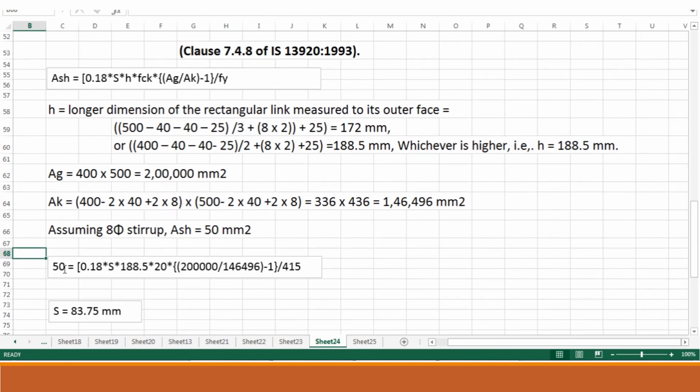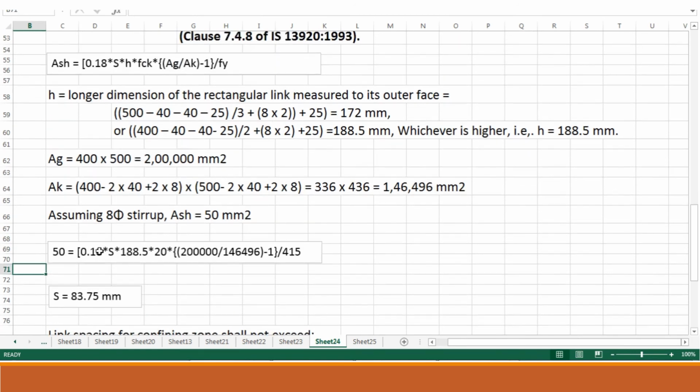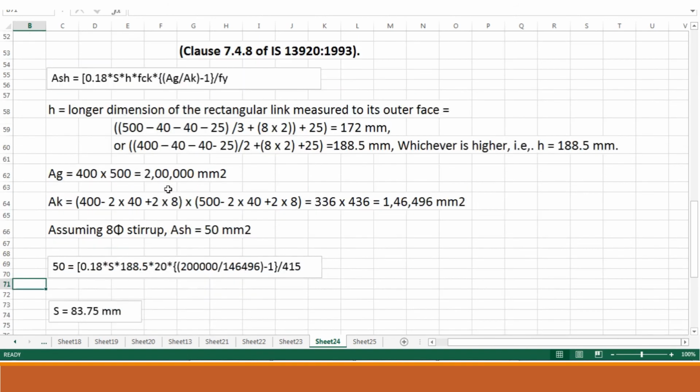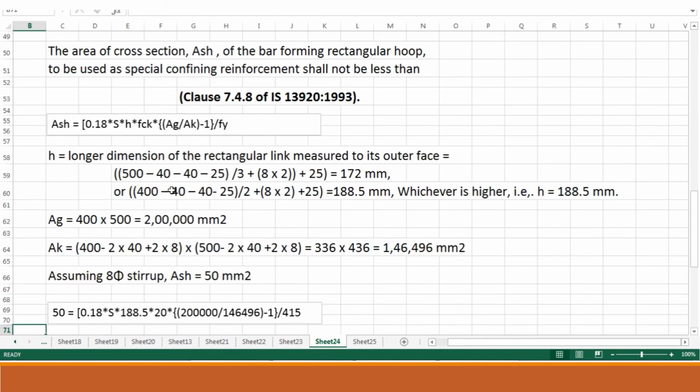Thereby ASH would be 50 equal to, we put in the values here, H is 188.5, FCK is 20, AG the value that has been calculated here, 400 into 500, AK after subtracting the area of the dia of the bar and the cover area, this is the value of AK that we get, and thereby S value is 83.75 that we get from this clause for the rectangular hoops.